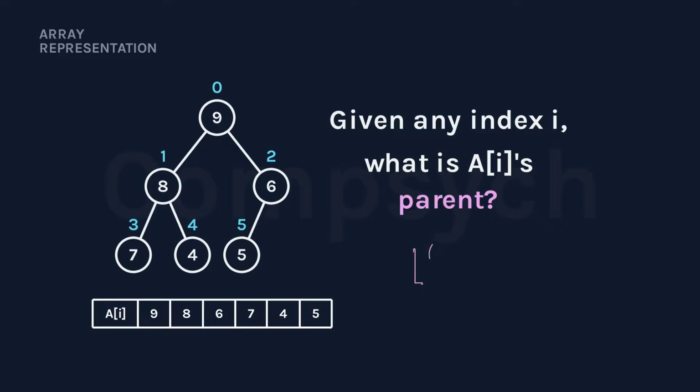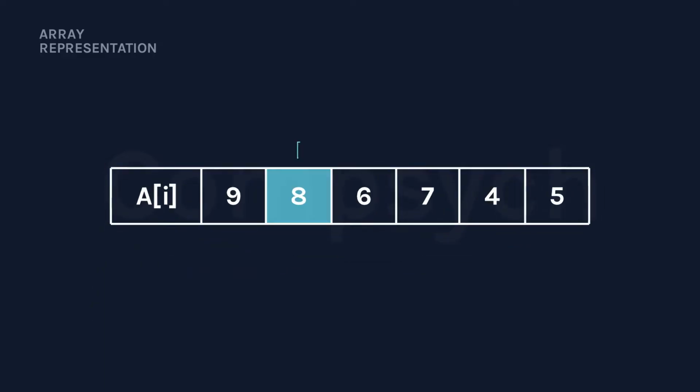The answer is the floor of (i minus 1) divided by 2. What I mean here is that when we are standing on the ith element in an array, our parent is this. This is guaranteed.